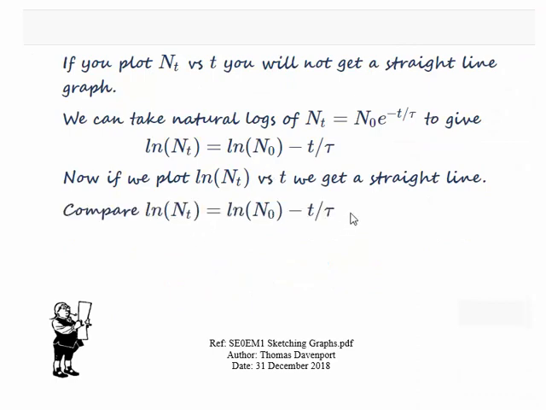If we compare this equation with the equation of a straight line, you can see that we've got a constant and a linear section, which means that we can use the gradient to find the half-life.